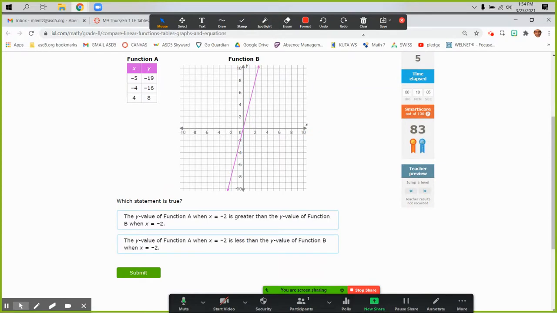All right, this is the last set of questions I was going to go over with you. When it says the y value of function A when x is equal to -2, all that means is go up here and put in x as -2 and then solve to figure out what y would be. That's it. So y equals mx plus b, and then over here, let me do this one first.